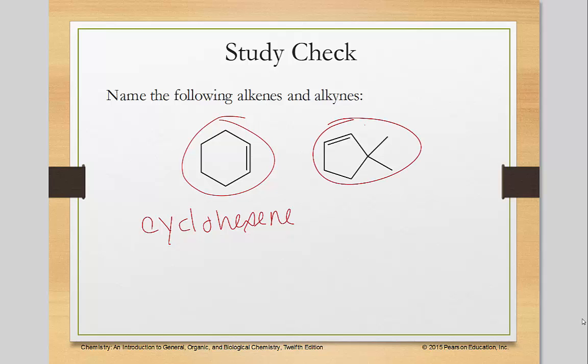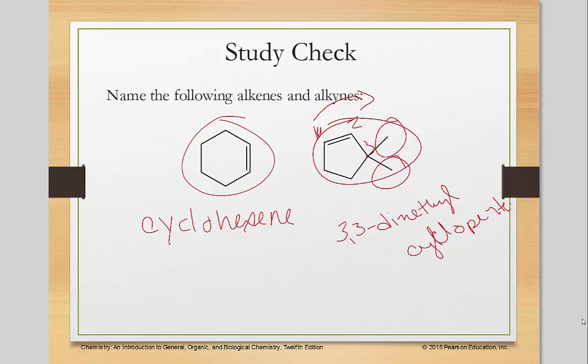Here, we have substituents. We have a methyl group here, and a methyl group here. We're going to start at the double bond. We're going to go towards the double bond. 2, 3. So it'll be 3,3-dimethylcyclopentene. And that's how you name alkenes and alkynes.